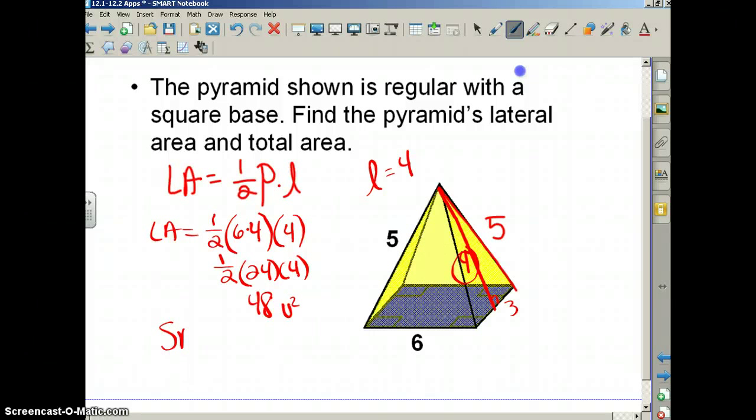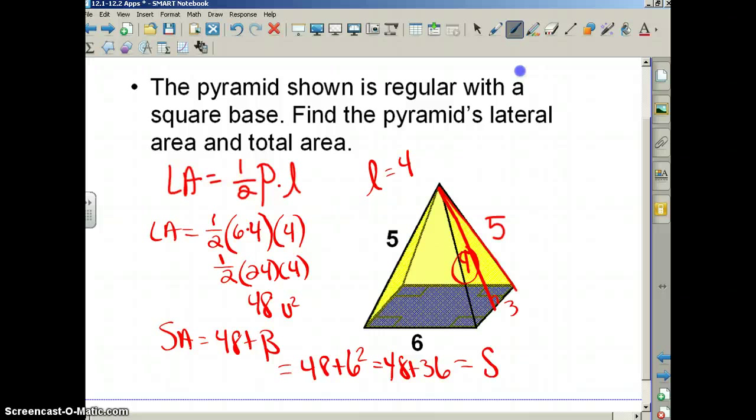And then the surface area, we're going to take the lateral area and add it to the area of the base. Since the base is a square, we can just do 48 plus 6 squared. So that gives us 48 plus 36, which gives us a total of 84 units squared. So here's our lateral area, and here's our surface area. And that is how you find the lateral area and the surface area of a pyramid. We'll do more applications tomorrow. I'll see you then.